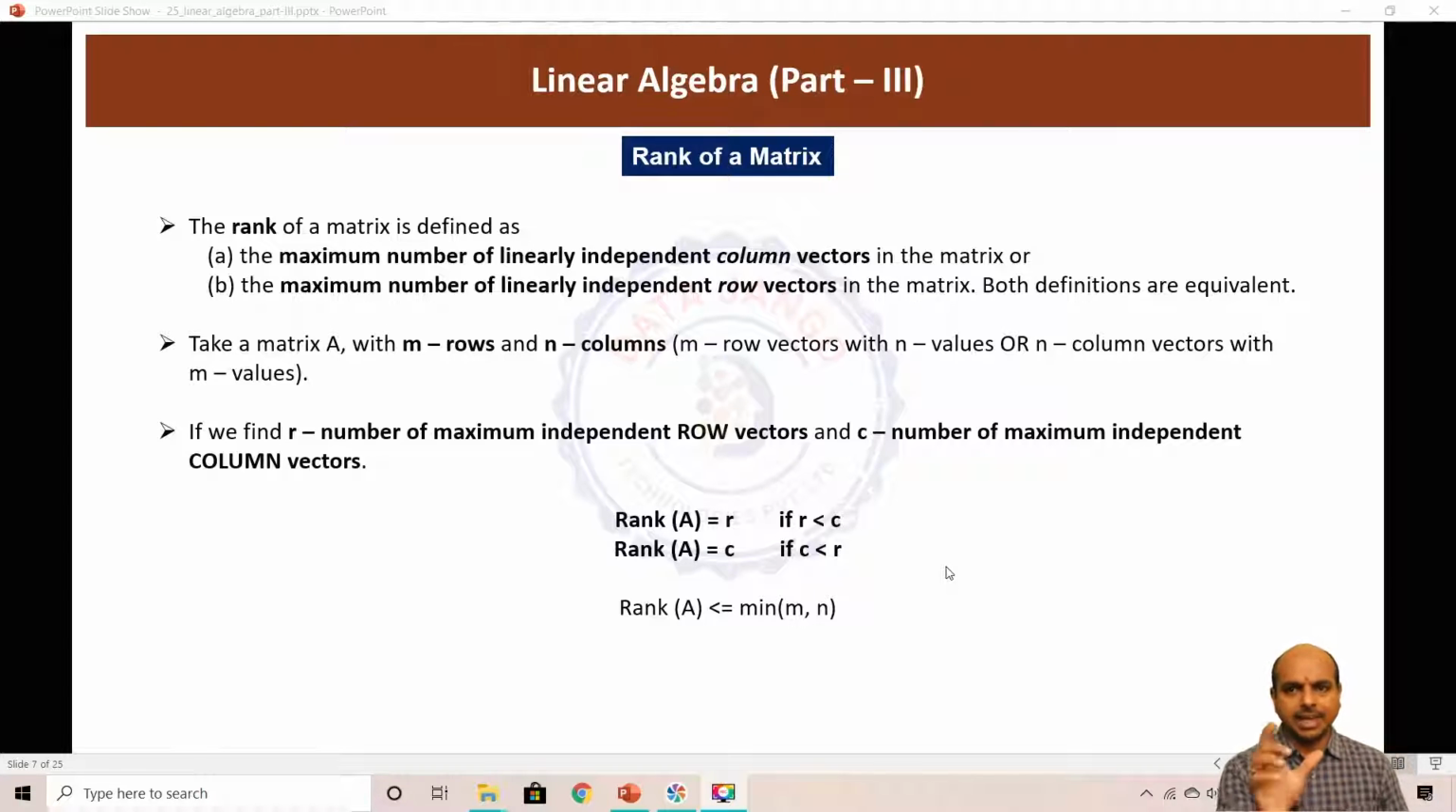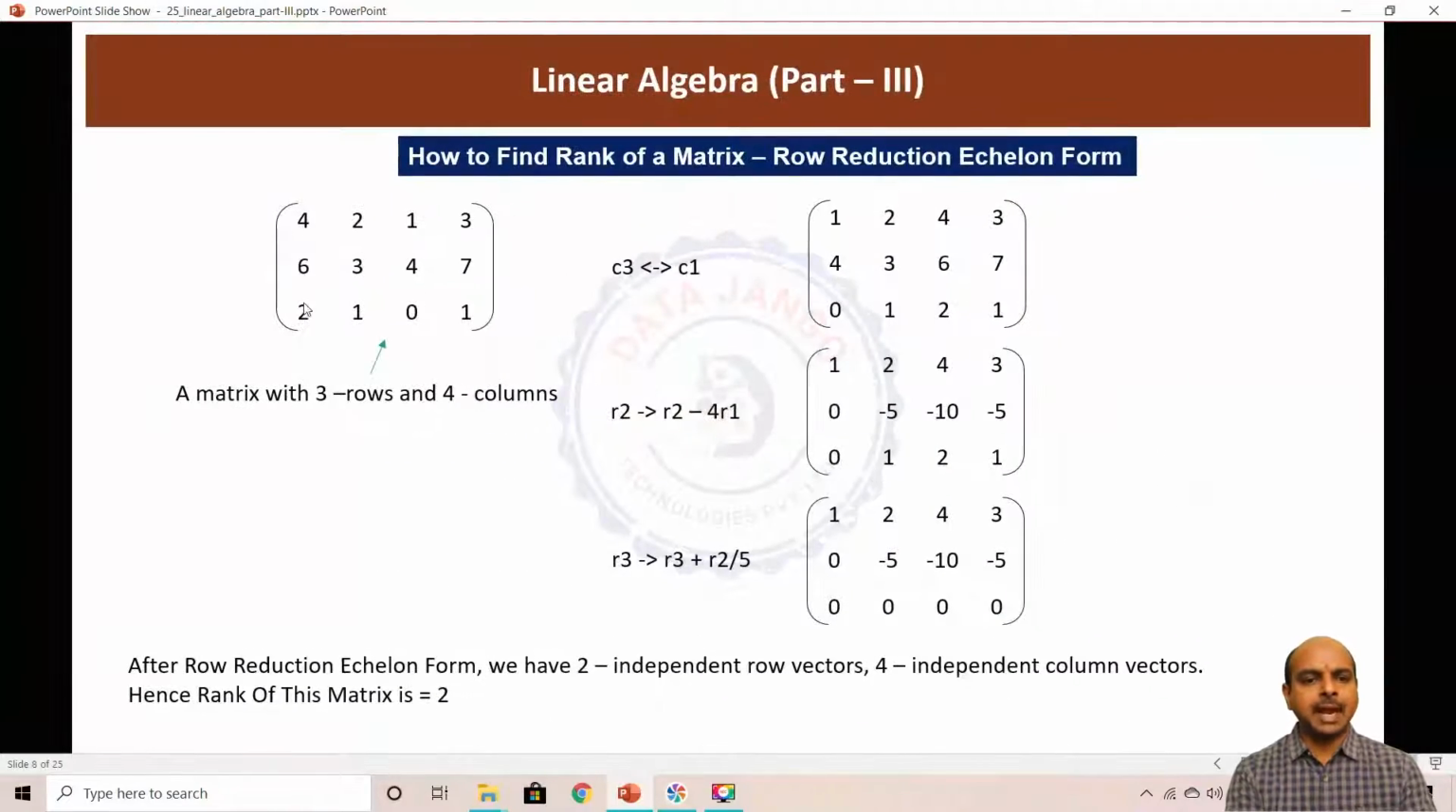So let us look at a simple example. When you look at a mathematical example, you'll understand better than looking at the definition. I've taken a matrix here with 3 rows and 4 columns, and I am trying to form equations and solve. This is called row reduction echelon form. Okay, we keep the matrix as it is and try to play with the rows and columns. So I shuffled column 3 to column 1. If you see column 3 is 1, 4, 0 and column 1 is 4, 6, 2, we have shuffled these two.